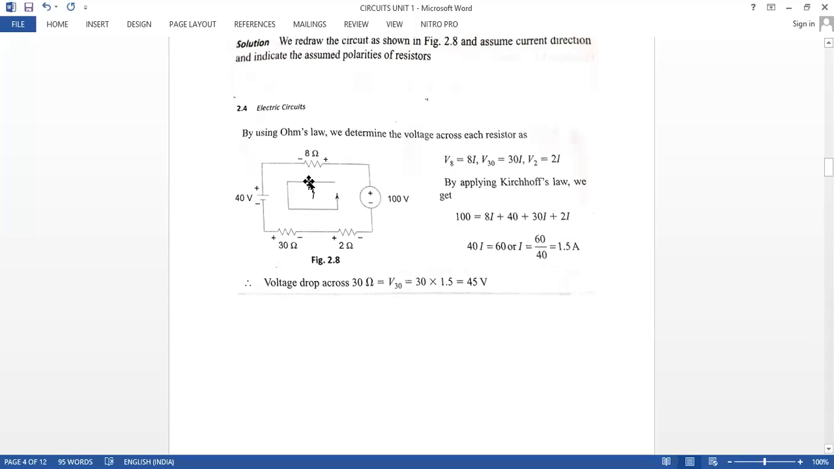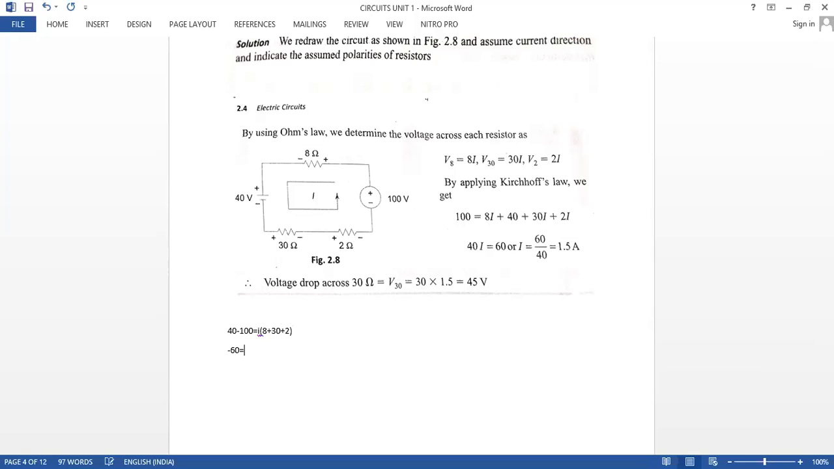So assume the direction of the current. All of you must draw the current. Now it is 40, and the current is entering here. Is it minus 100 or plus 100? Minus 100. 40 minus 100 is equal to, now resistors are always positive, I into 8 plus 30 plus 2. So now you tell me the value: 40 minus 100 is minus 60.